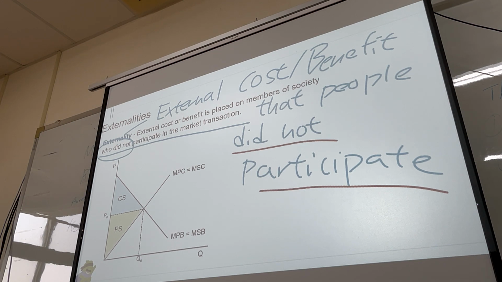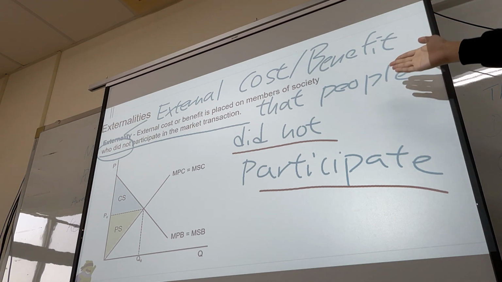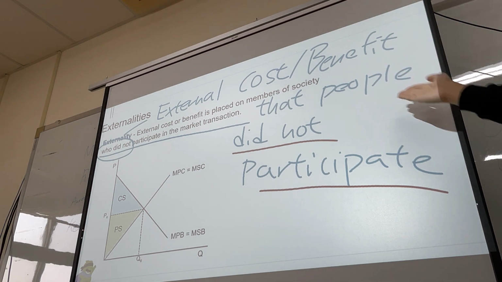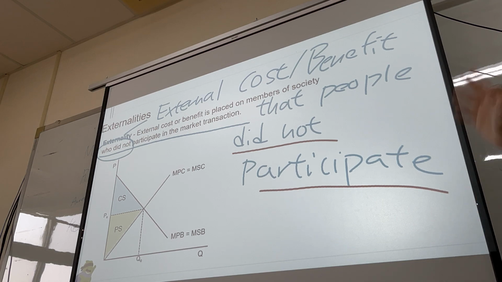对啊, right? You see, if they do air pollution on purpose or water pollution on purpose, man, that'll be fine. But this is why it's called externality. They did not really participate. It's not on purpose. 我不是故意的,可是就这样发生了, right? Are we good?